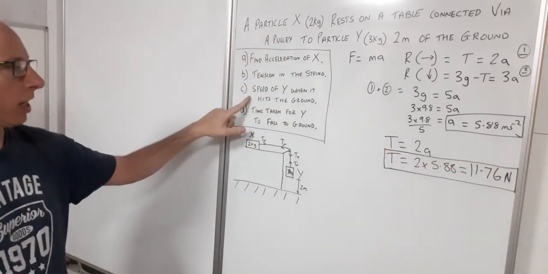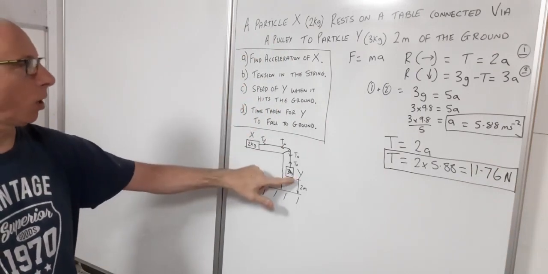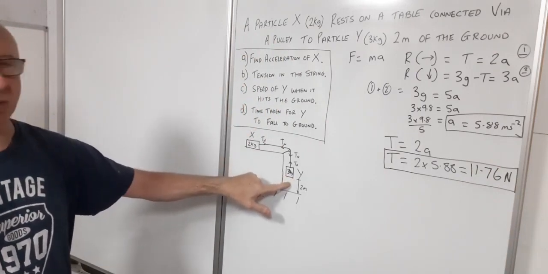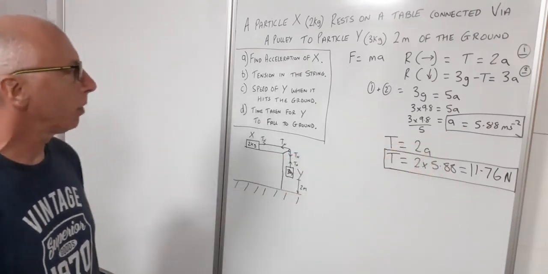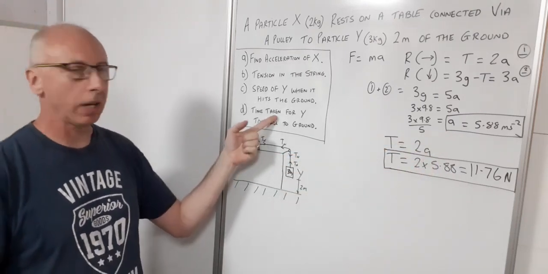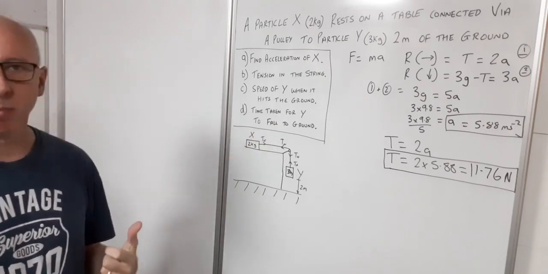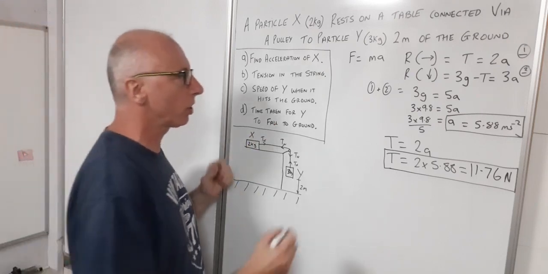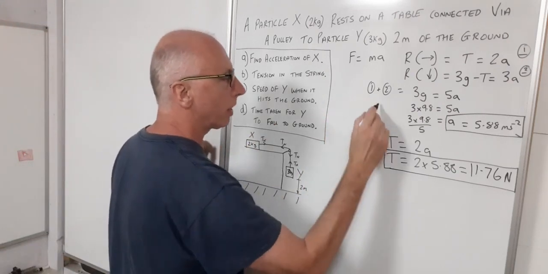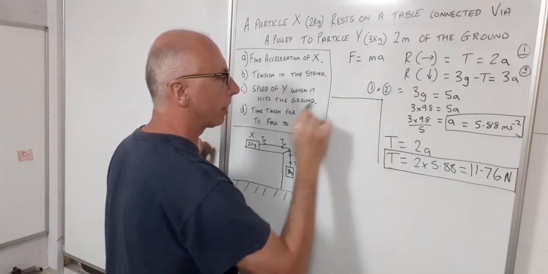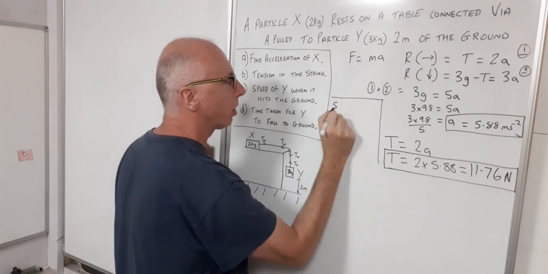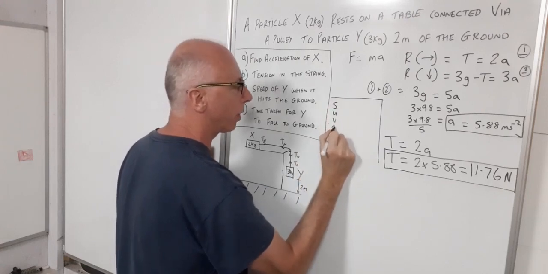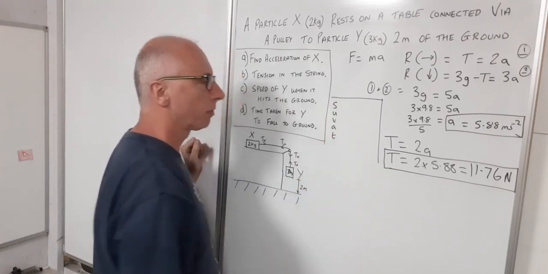Now I want C. What's the speed of this particle y when it hits the ground? Well, as I've got acceleration and I'm looking for speed, and this bit here where I ask for time, this is going to be a simple SUVAT equation kind of question. So let's just box these off a little bit, and let's just put my SUVAT numbers in here. Always recommend trying to work out what they are first before you continue.